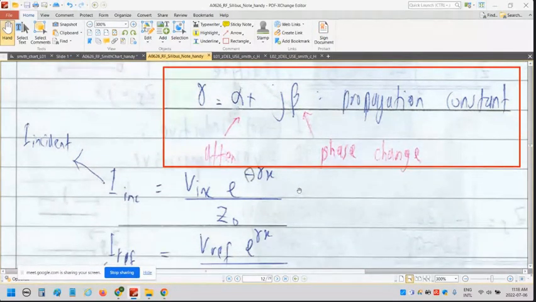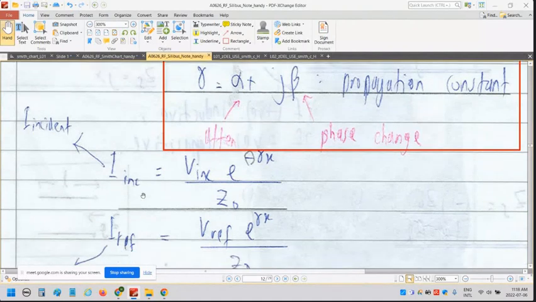Okay, so next, this one is a current. The current I incident, short form capital I and C, you read this one as equal to V incident e to the power of negative gamma x, divided by Z naught.